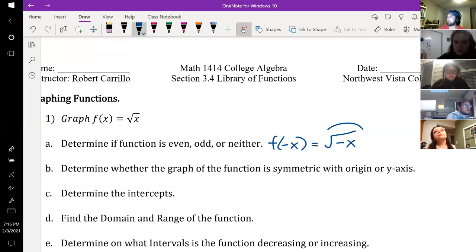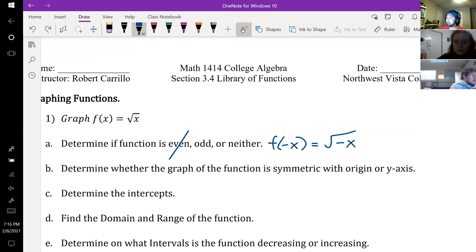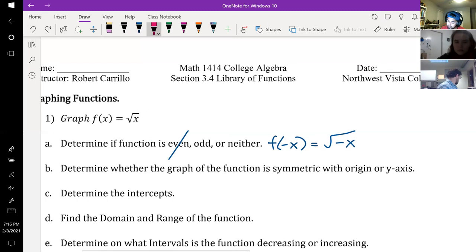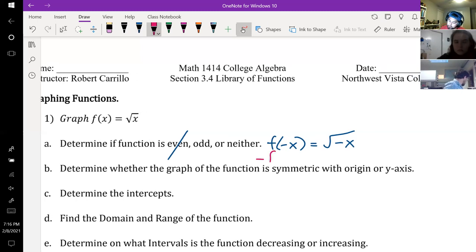Does this look like this one? No, right? This does not give us the original function back, which means it can't be even. To be odd means you get the original function back, but the signs have changed. Well, sure, this is a negative x now, but the sign of the whole thing has to change. So to be odd, we would do our check: negative 1 times f of x, which gives me negative 1 times the square root of x. This means I get the negative square root of x.